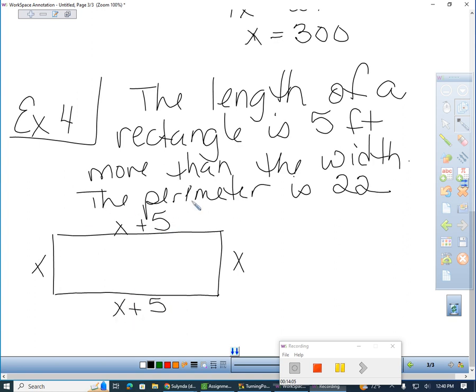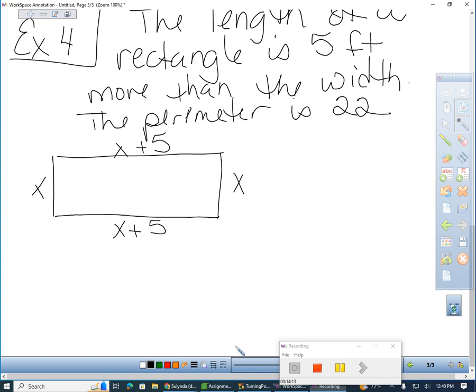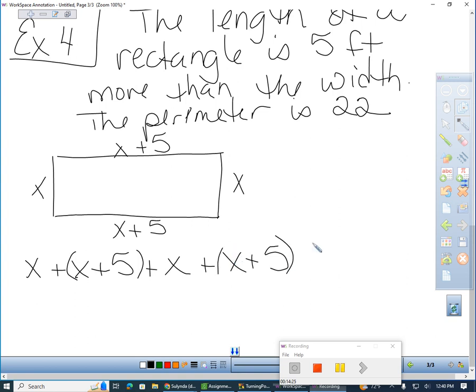Now it says the perimeter. What does perimeter mean? Yep, adding all the way around, right? So I'm actually going to write it all down so you see it. If I add all the way around, I have x plus 5 plus x plus x plus 5, right? There's my two lengths equals a perimeter of 22. So now we're going to solve for x to find the width. So first I'm going to combine all my x's together to 4x.